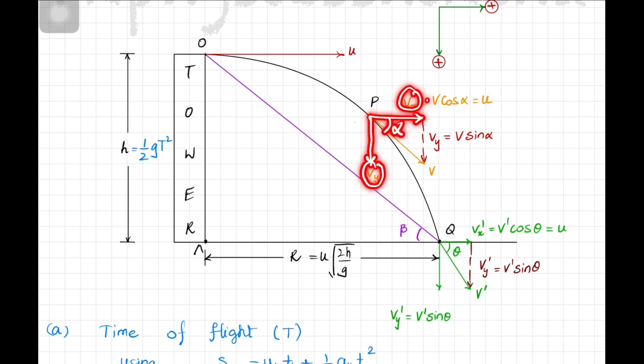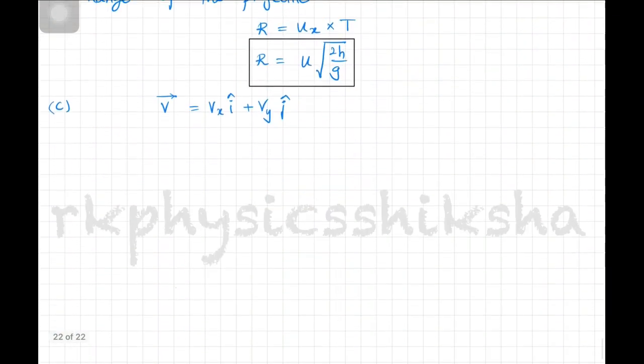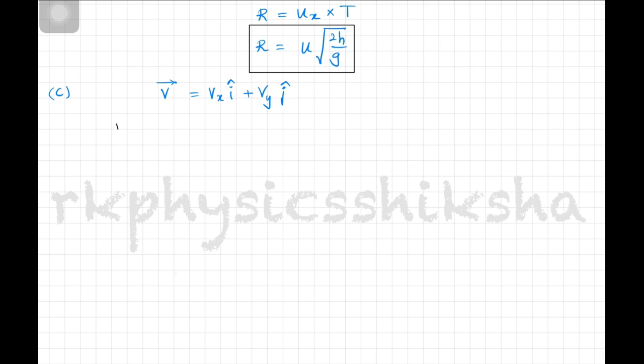I already told you the x component of velocity will always remain constant, which is equal to u. But what we are supposed to calculate now is the y component of the velocity. So here in this case, the x component of velocity Vx is equal to, if you are provided with the alpha value and V value, then you can write it as V cos alpha, which is generally equal to u.